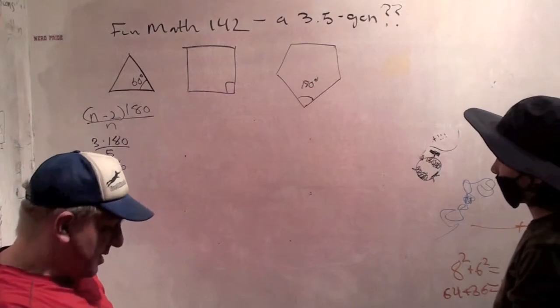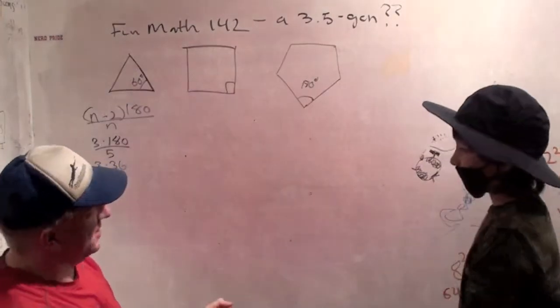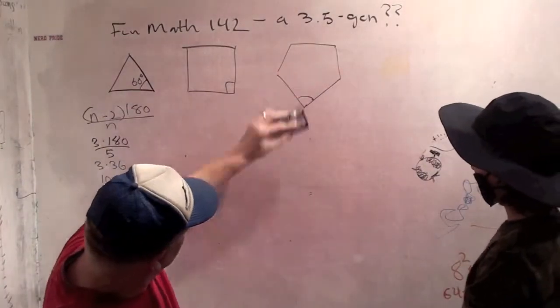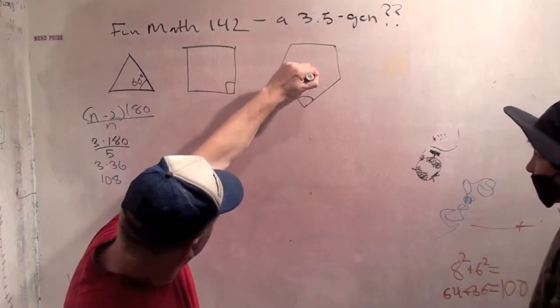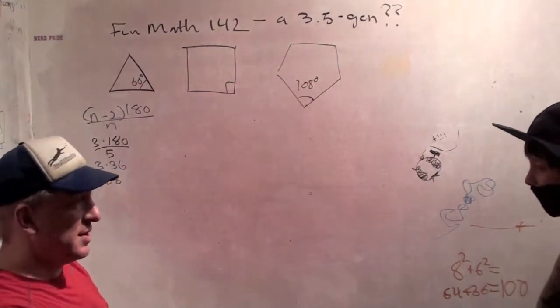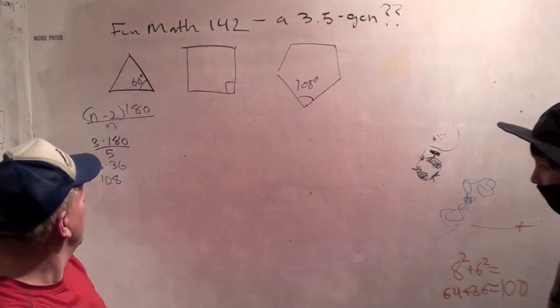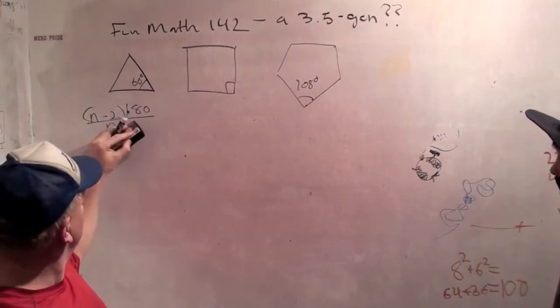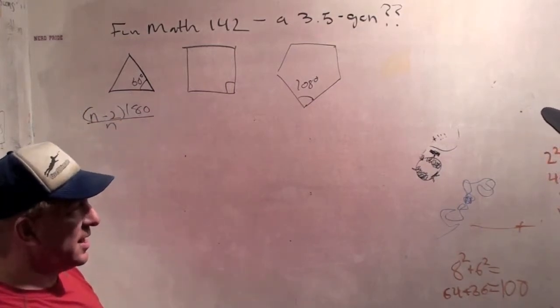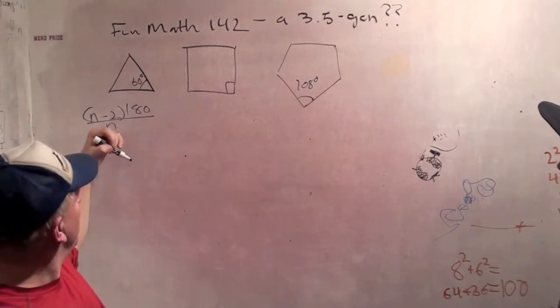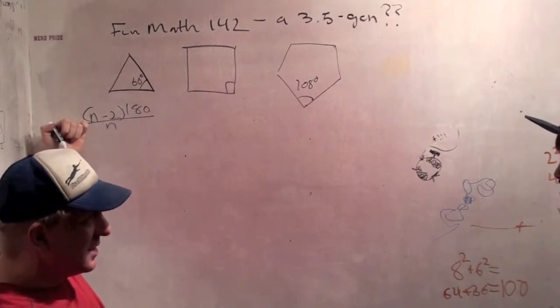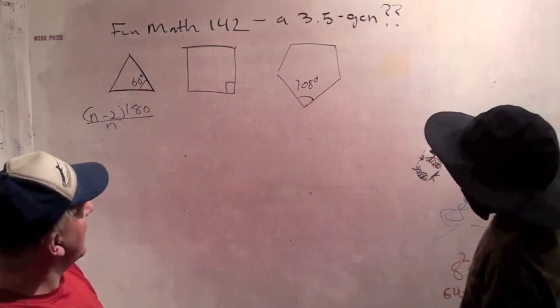But I saw on Twitter somebody asked a question, a guy named Dan Meyer, who does some really cool math. He said, well, what if we have this formula here, n minus 2 times 180 over n to get each angle, but we don't pick an integer? So he gave an example of 3.5, which was pretty cool.